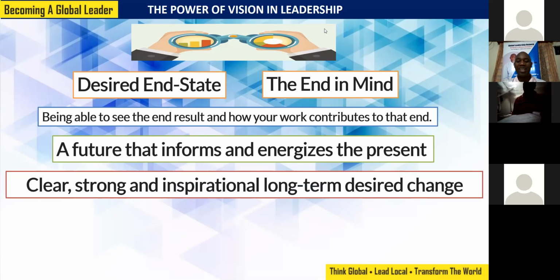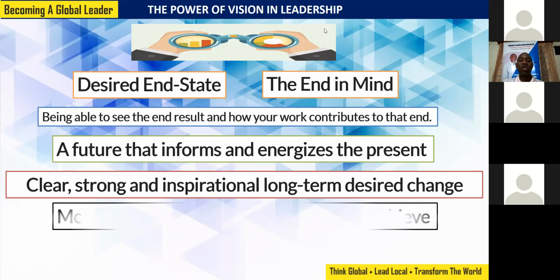Vision: clear, strong, and inspirational long-term desired change. Clear, strong, and inspirational. It has to be a compelling vision, something that really people feel, I need to be part of this. My comments have always been, when Moses spoke to the children of Israel, it was compelling, it was inspirational, it was exciting. And I feel and I believe everybody felt this is something that we want to identify with. And it was also for the best interest of the entire nation of Israel. So clear, strong, and inspirational.